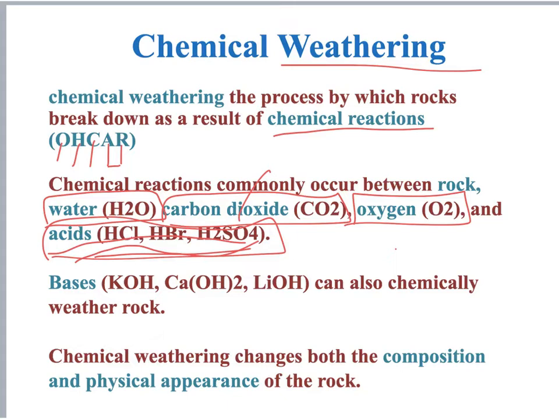Chemical weathering changes both the composition and physical appearance of the rock. It breaks down the rock on a chemical level. That's the composition. But it also weathers it, kind of like mechanical weathering would, on the outer appearance of the rock.